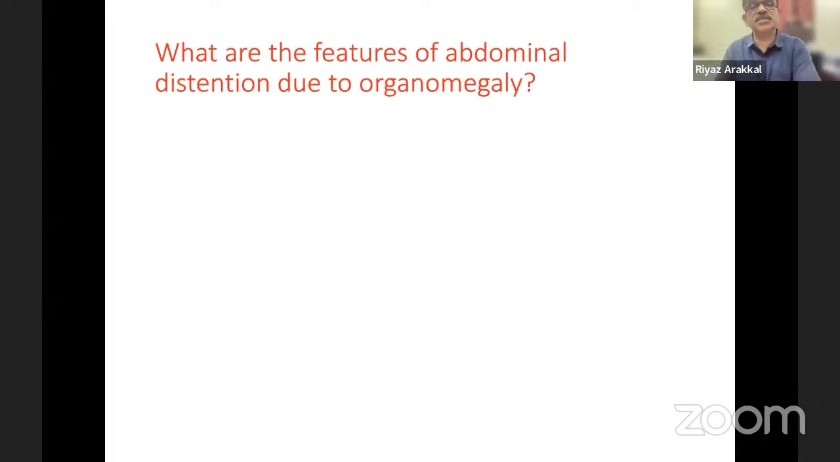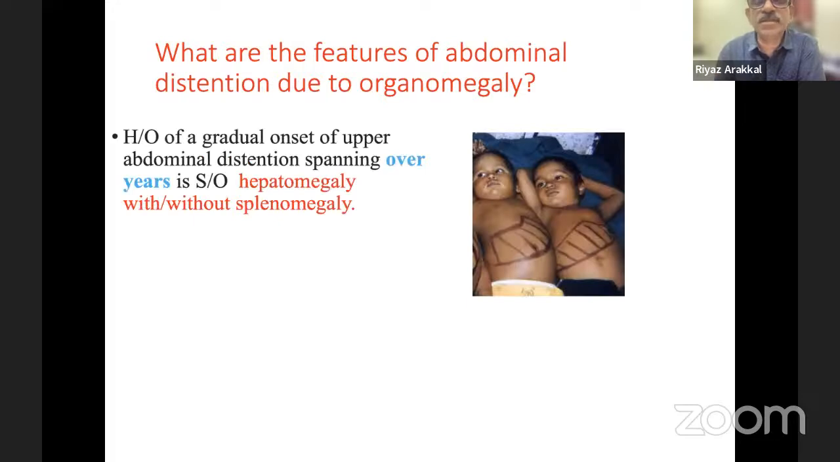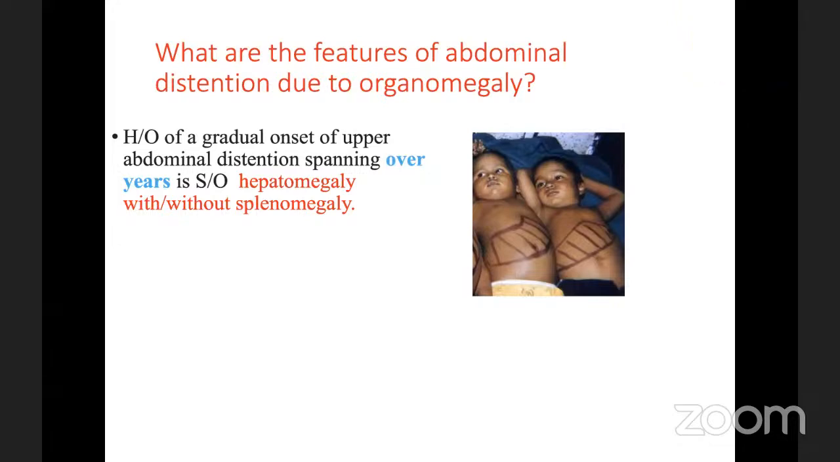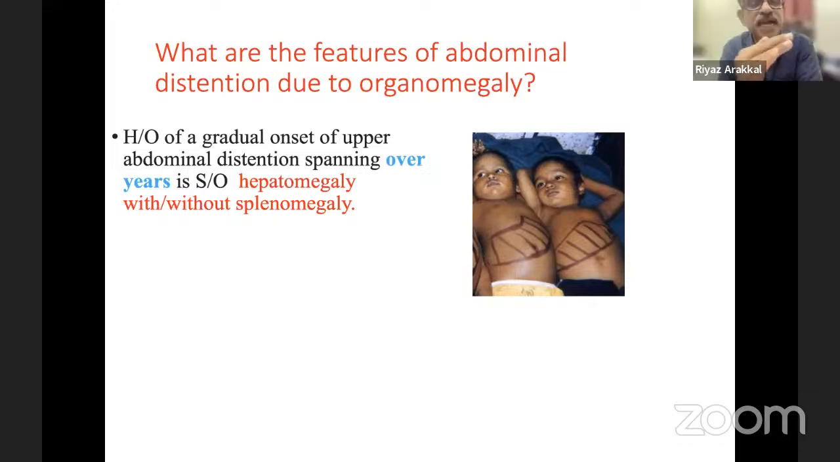Now, what are the features of abdominal distension due to organomegaly? Suppose a child has organomegaly, say hepatosplenomegaly. What are the striking features of this type of abdominal distension, which is secondary to organomegaly? Where does the abdominal distension start? For example, you can see that these children, they're actually not siblings, but they've got a very striking resemblance to each other. And they've got a huge hepatomegaly, mainly affecting the upper part of the abdomen alone. So, when there's a gradual onset of upper abdominal distension spanning over several years, that is suggestive of hepatomegaly with or without splenomegaly. So, an isolated hepatomegaly can cause upper abdominal distension.